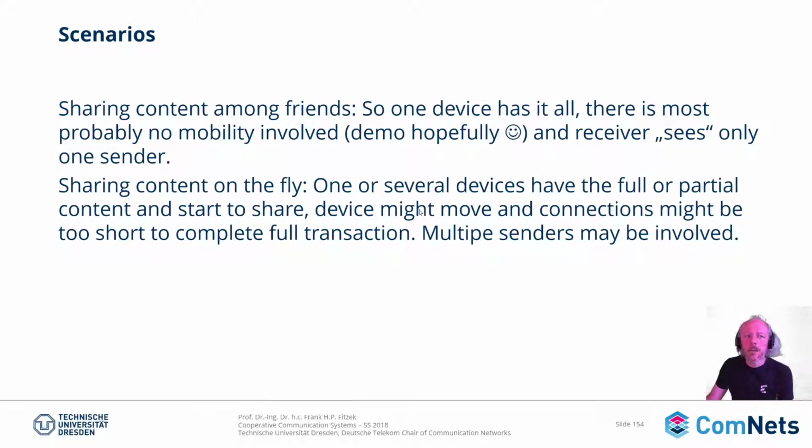So let's assume we would like to share content among friends, right? So one device has it all, and you would like to give it out to your devices. We had seen this in the NBC demo, for example, right? And the thing is, you are passing some of your friends for a while, and then they go out of range. That doesn't mean that this was enough time to really share the content, right? So we would like to share on the fly, that we give maybe several devices the content, partially or full, and then they start to change.